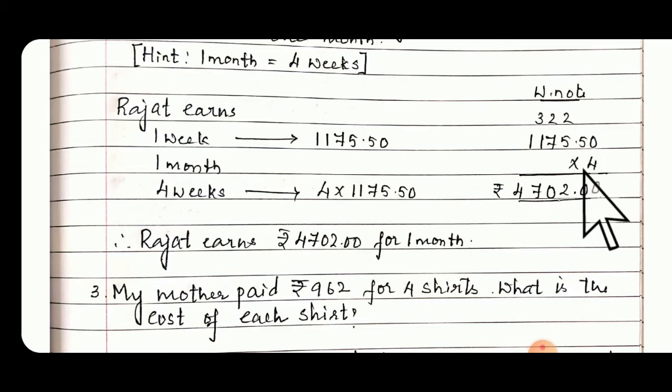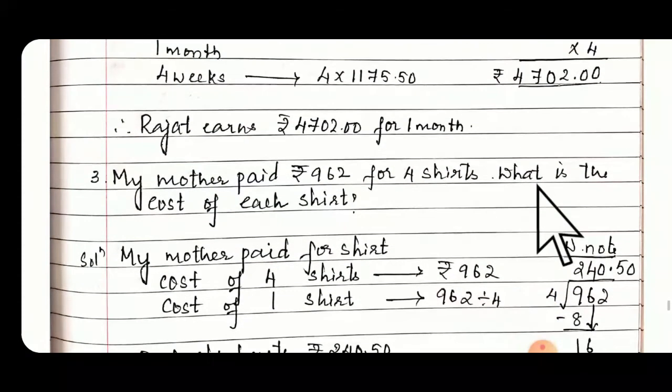1175 into 4. Multiply. Keep the decimal point after 2 digits. That is for the paise, to separate rupees and paise. If you multiply, you will get answer 4702. Therefore, Rajat earns rupees 4702 for 1 month.